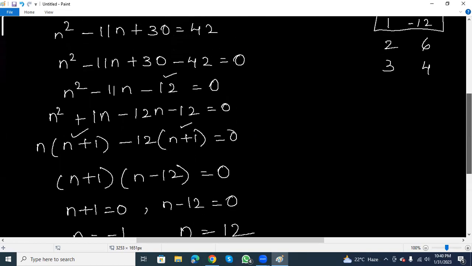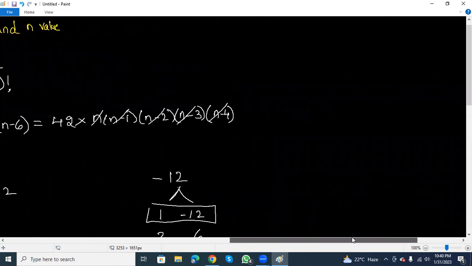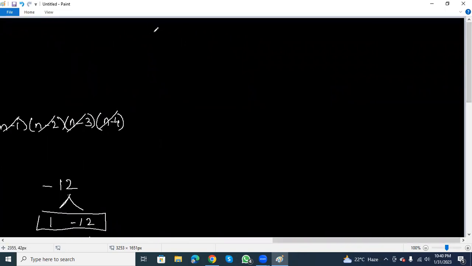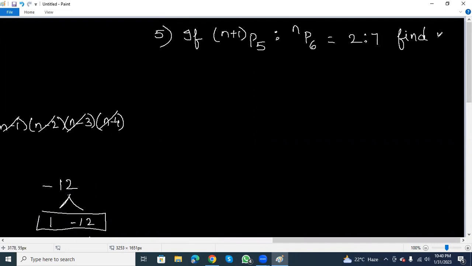Next question. Let's see the next question. Fifth question. If n plus 1 P5 is to n P6 as 2 is to 7, find n value. Find n here also. Okay, without confusion, let's draw a line. This is like an nPr formula only we need to write.